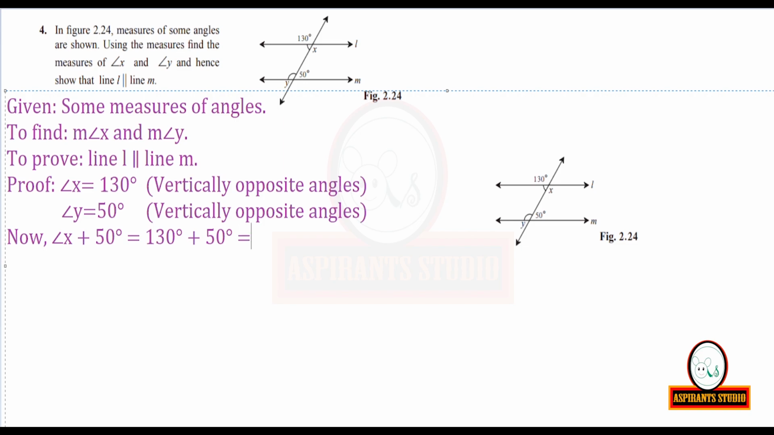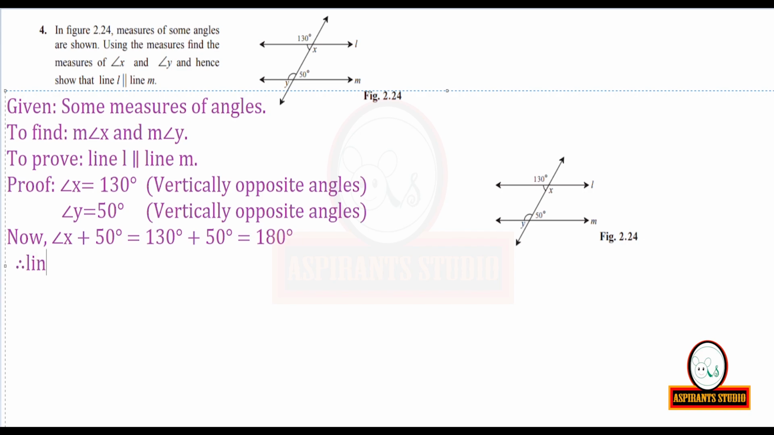So the lines are parallel. Which lines? Line L is parallel to line M because of the interior angles test for parallel lines. Hence we prove that line L is parallel to line M.